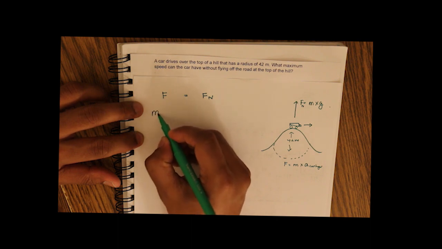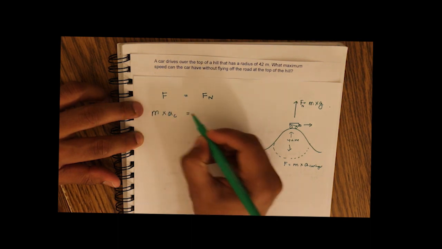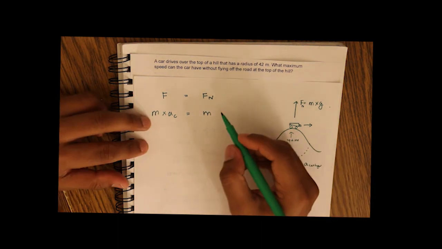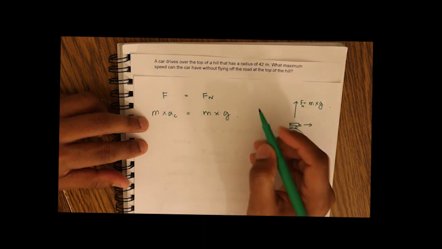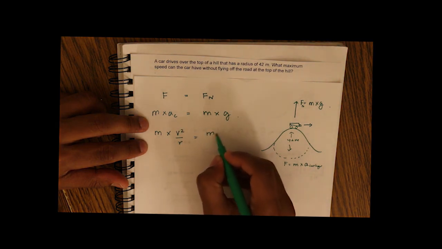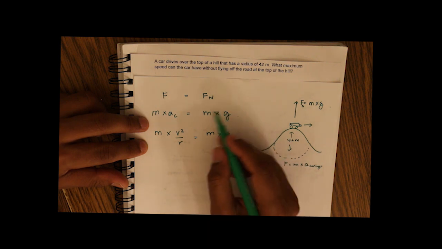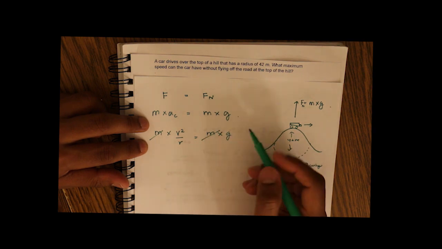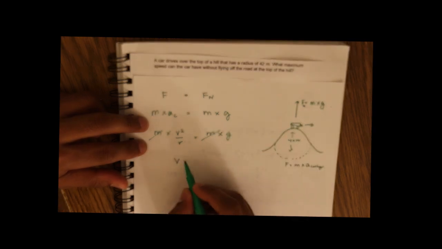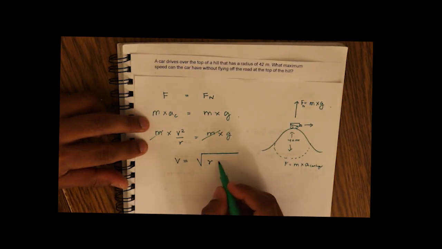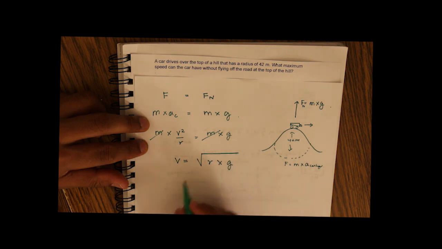So the mass of the car times centripetal acceleration must equal the mass of the car times acceleration due to gravity. We know that centripetal acceleration is v squared over r, so we'll just put those two values here. The masses of the car can cancel now, and now we can find our velocity through algebra as the square root of the radius times acceleration due to gravity.